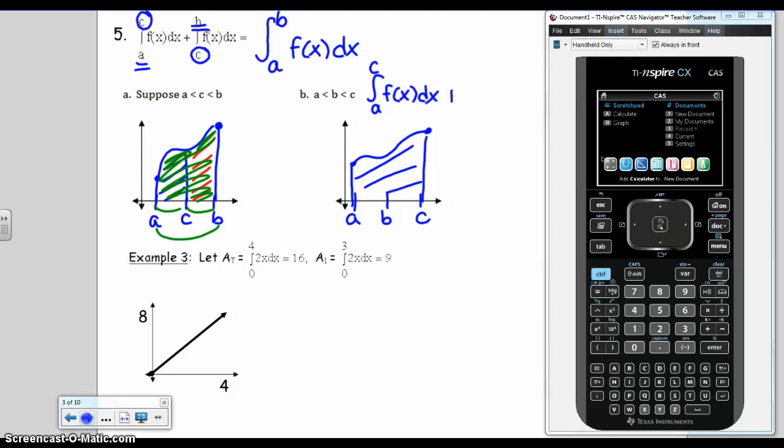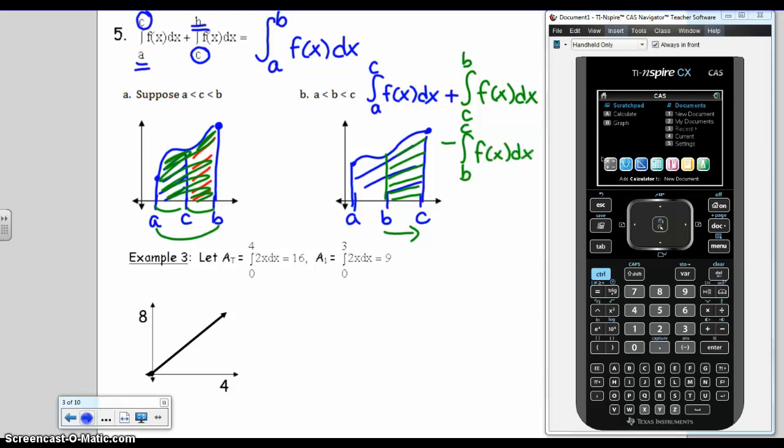and we add to that the area from c to b, we're actually working backwards now. So that's actually going to be a negative value. So if we add c to b, f of x dx, because we're working backwards, that's really negative b to c, because the order should be b to c, f of x dx.